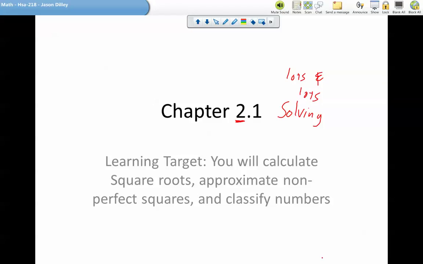In 2.1, however, we want to just make sure we're going to review two things. You've seen them before, but we want to make sure everybody's understanding them before we move on. Like today, you're going to calculate square roots, approximate non-perfect squares, and classify numbers. So this first video today is going to focus on these things, and then we have a couple of other things on the Google Classroom for you as soon as you're ready to move on.